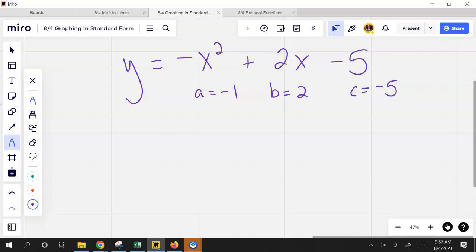That -5 that's on the end. Let's see if anybody knows this. That -5 is important because it represents something graphically. Does anybody know what that might be? Not the vertex. It's a good guess, though. Yes. I'm impressed. How did you know? Was it a guess, or do you know? The y-intercept.